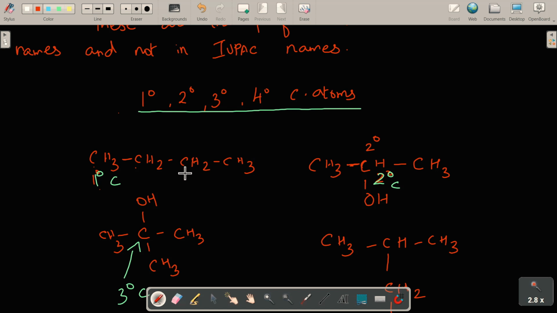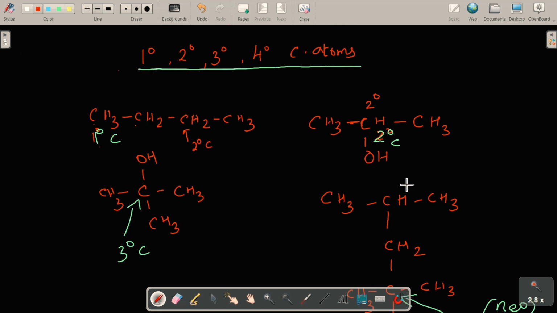When you see this carbon, it is attached to two carbon atoms. So this carbon atom is said to be a secondary carbon. Like this, this carbon is attached to two carbon atoms, so it is a secondary carbon. When you see this compound, this carbon is attached to 1, 2 and 3 carbon atoms. So, it is a tertiary carbon atom.